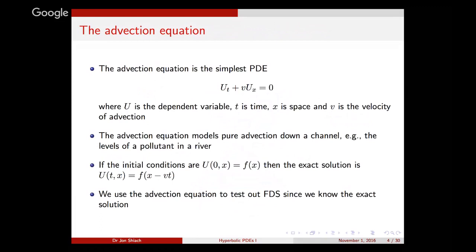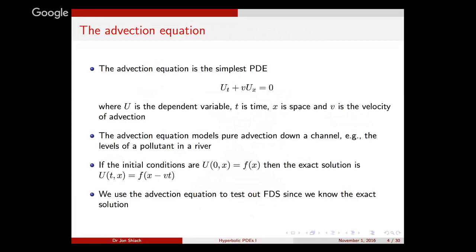t is time, x is space, and v, it looks like a u, but it's meant to be a v. This is v, and that's velocity. What this models is movement of something from one place to another. And how fast that thing moves from one place to another is given by the velocity v here.